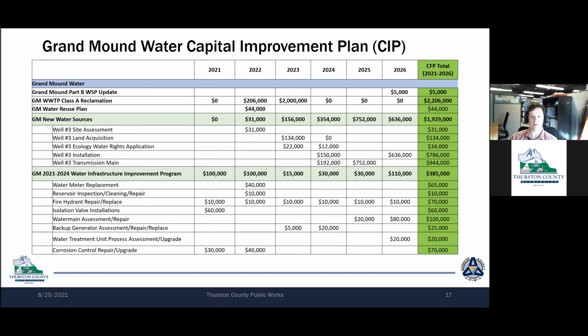We will likely need to update the Part A water system plan and the Part B water system plan around 2026, but this timeline depends on the Department of Health approval period.